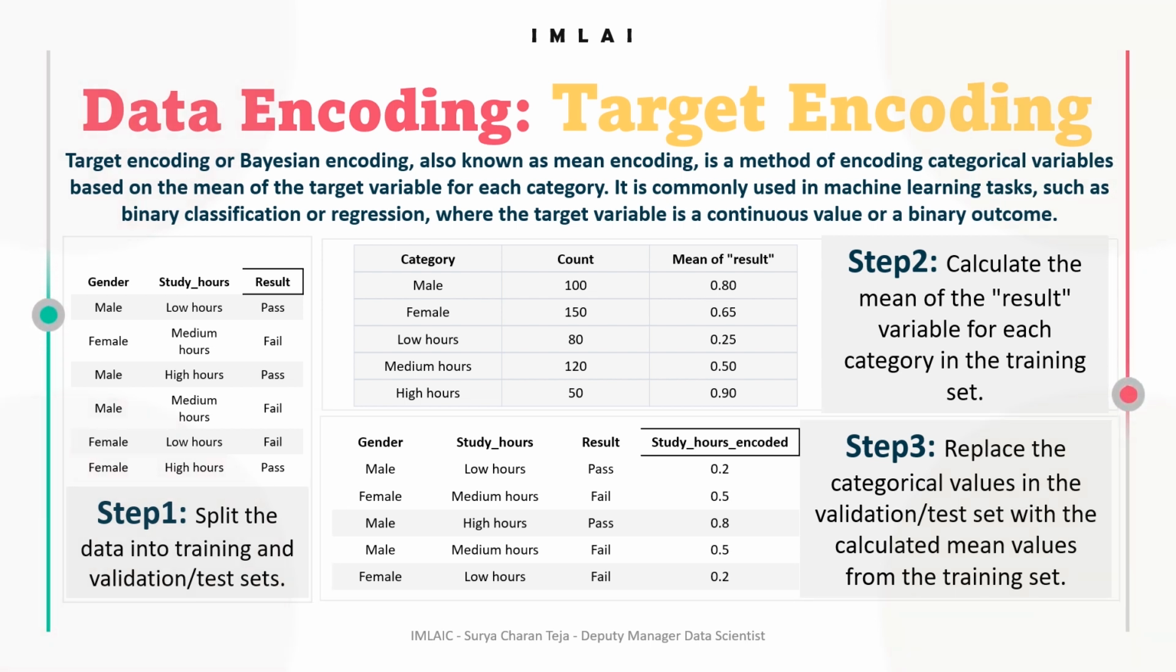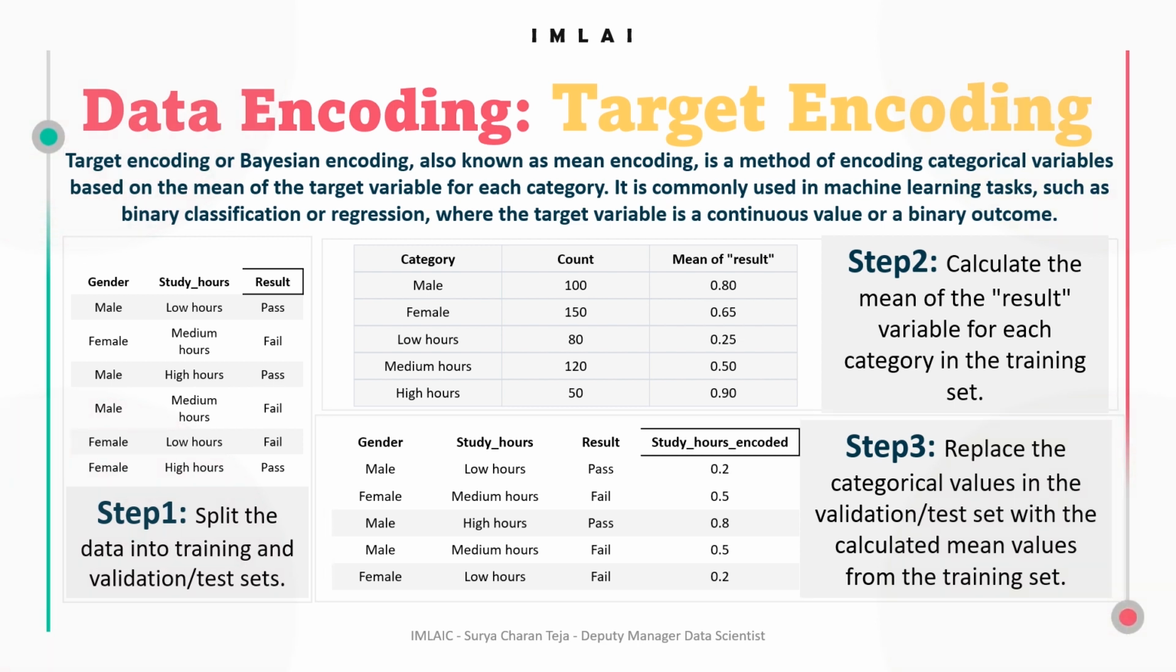Similarly, if you have a student who has studied for low hours in the validation or test set, we replace the study hours value with 0.25, which is the mean of the result for the low hours category in the training set, and so on. So this way, target encoding uses the mean of the target variable for each category in the training set to encode categorical variables in the validation or test set. It captures the relationship between the categorical feature and the target variable in the encoding and can be useful for improving the predictive performance of machine learning models.